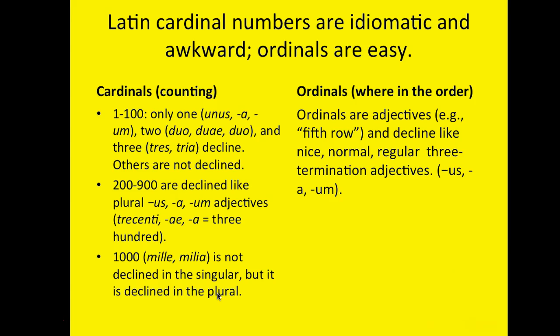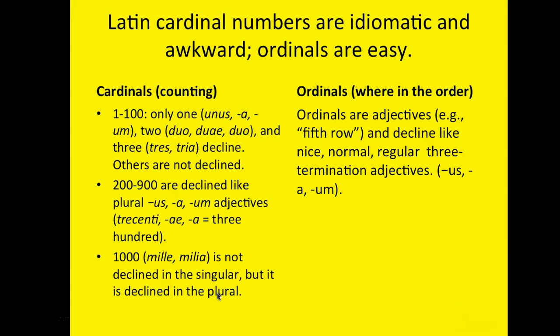But whereas the ordinals occur regularly, ordinals are adjectives, and so in Latin they decline like 3 termination adjectives. You just have to learn the vocabulary names, but they modify masculine, feminine, and neuter nouns, and so they have us, a, um endings and decline appropriately. Cardinals, however, are a bit weird. Some of them decline, and most of them don't.